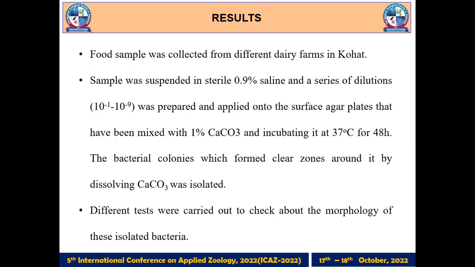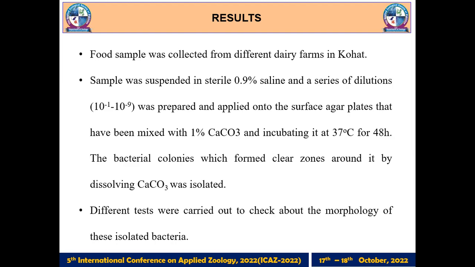So first in the results, food samples were collected from different dairy farms in Kohat, suspended in saline solution, and serial dilutions were made. As we discussed earlier, we first made the serial dilution of the samples, and after that we grew them in agar plates mixed with 1% calcium carbonate, and incubated them at 37 degrees centigrade for 48 hours.